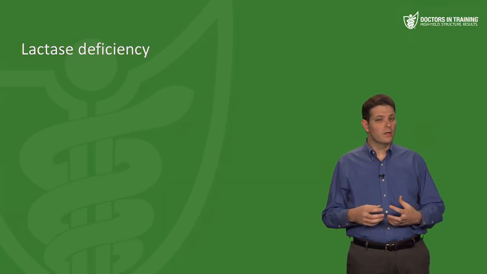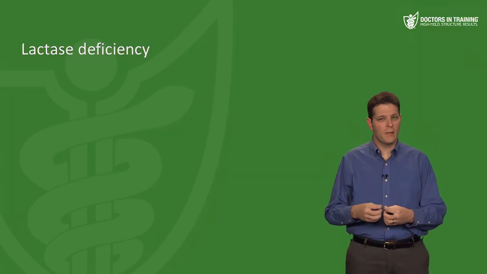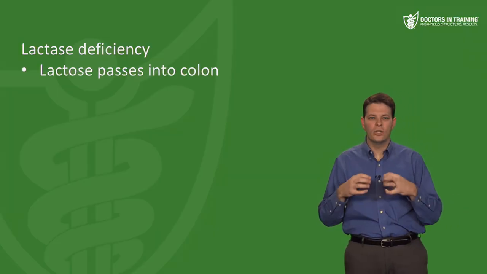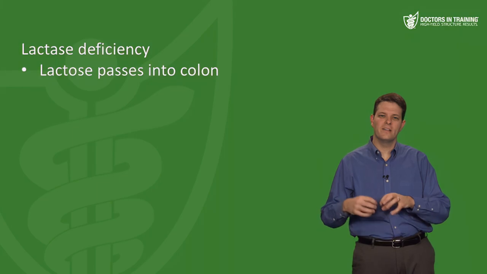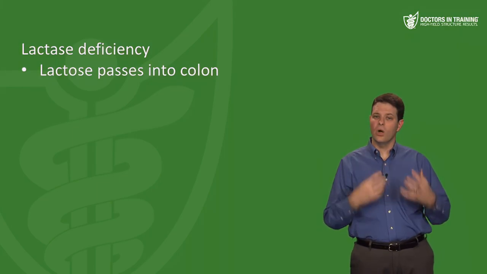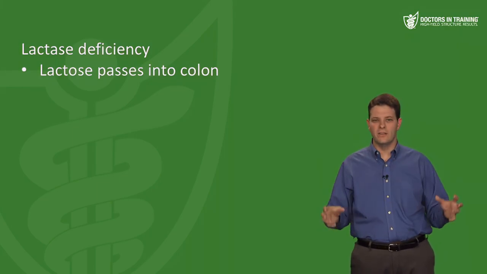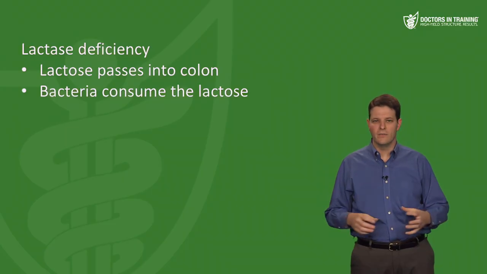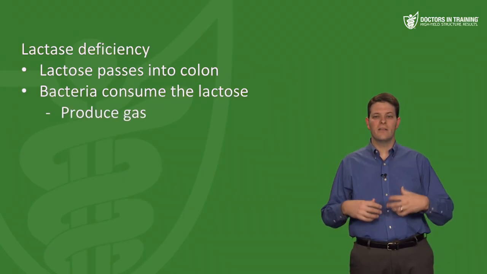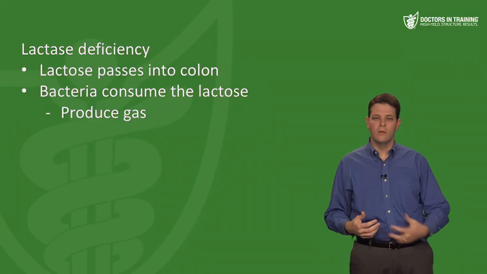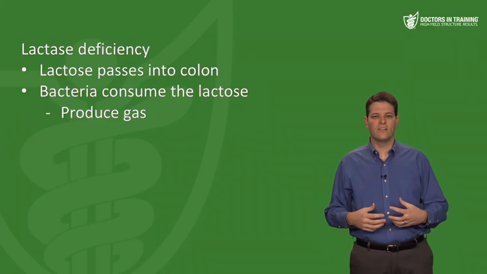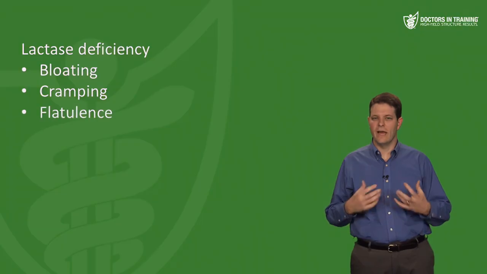And your enterocytes can only absorb monomer sugars. They can't absorb dimer sugars. So the lactose remains in the lumen of the gut and it passes through the small intestine into the colon. Then the bacteria in the colon find that sugar and they just go nuts. They start consuming all that lactose. And as they consume all that lactose, they make a lot of gas like CO2 and methane. And all that gas causes bloating and cramping and flatulence.